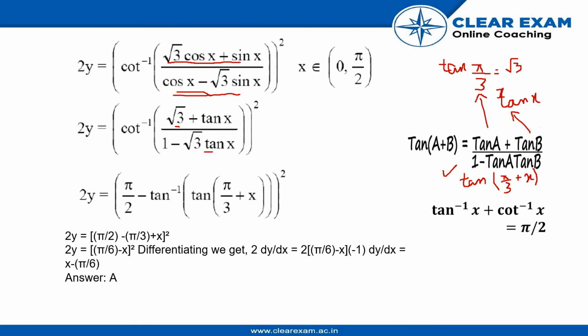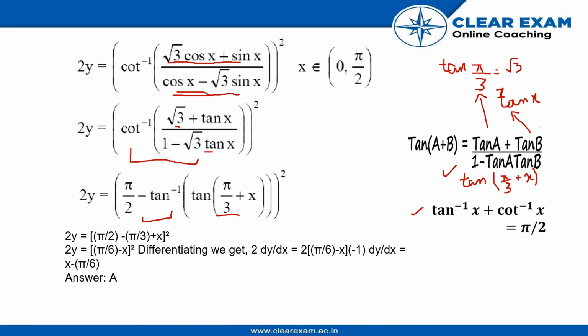Which we have mentioned here, and also cot inverse of any term can be written as pi by 2 minus tan inverse of that term, by this property: sum of tan inverse x plus cot inverse x equals pi by 2. On further solving, tan inverse is cancelled by tan. We'll get pi by 2 minus (pi by 3 plus x) whole square.